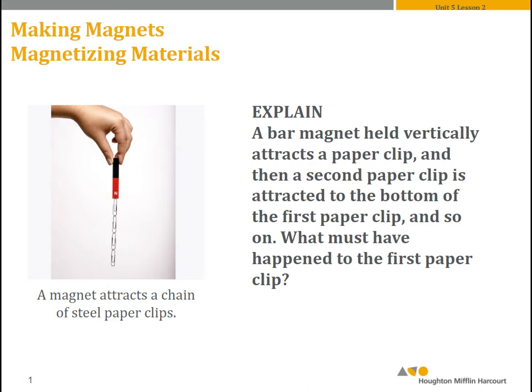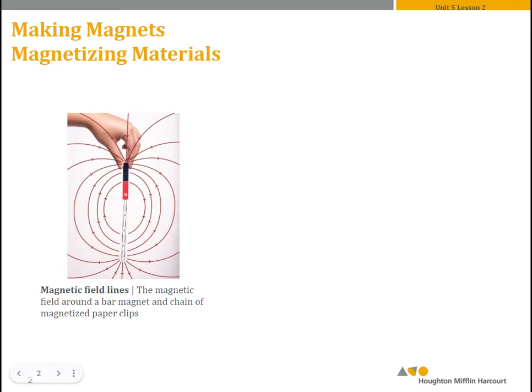Well, what must be happening here is that the first paper clip that's attached to the magnet is itself becoming magnetic, and then when the second paper clip is attached to the first paper clip, it becomes magnetic, and so on. So instead of one magnet attracting four paper clips, now we have one long magnet that is made up of the bar and four paper clips.